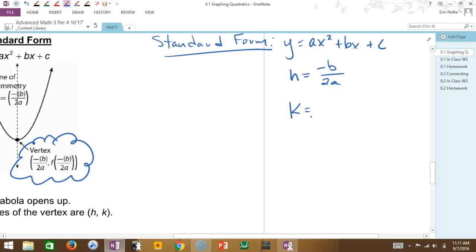Okay, so the k. The definition is going to look like this. F of h. The function of h. So I'm just going to literally plug in whatever I get for the h.